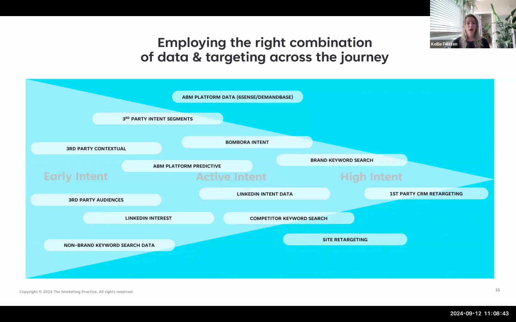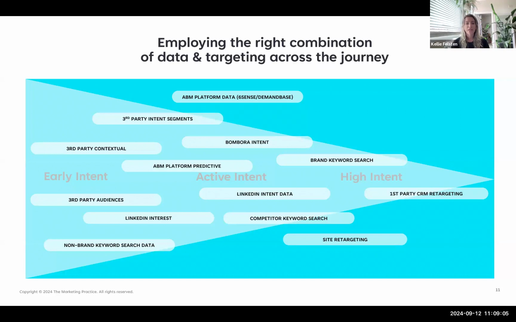In the programmatic realm, we can start testing these data segments across each other relatively easily within programs. So picking out different intent data solution providers and layering those into your campaigns to test, because you might find that golden nugget of some other third-party data source that's really helping progress your accounts and personas across the journey.